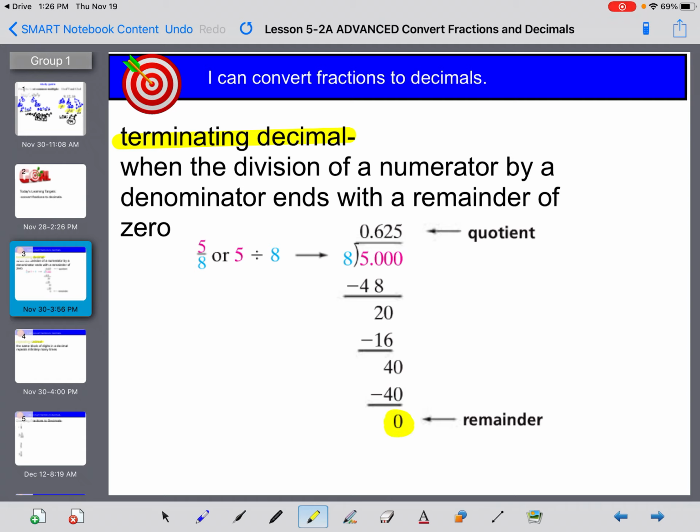This is the important part right here. See that? There's a remainder of 0. Pause the video if you need more time to write.